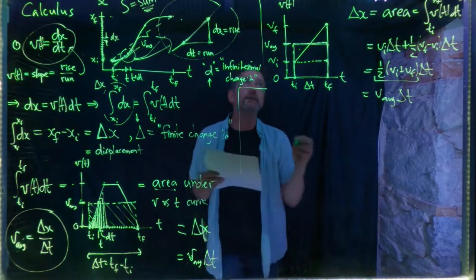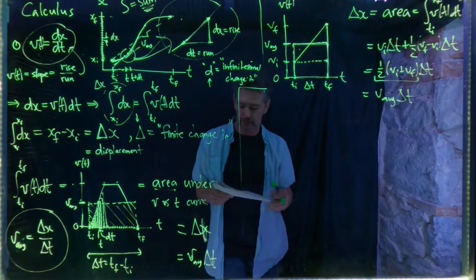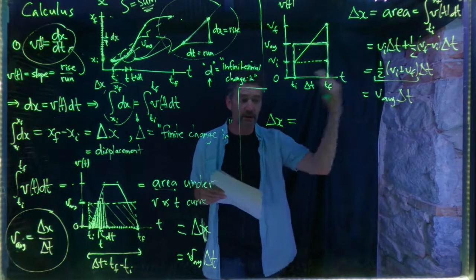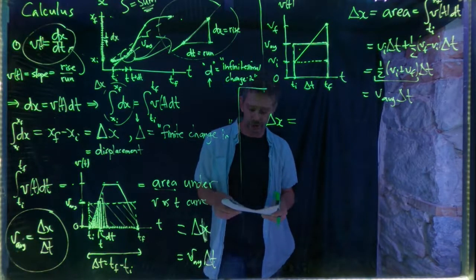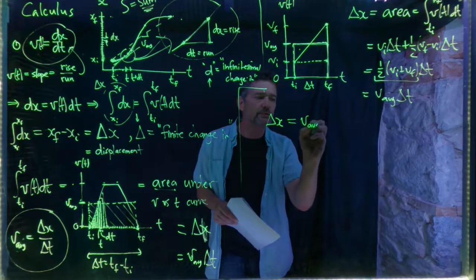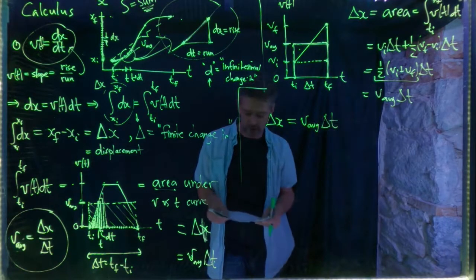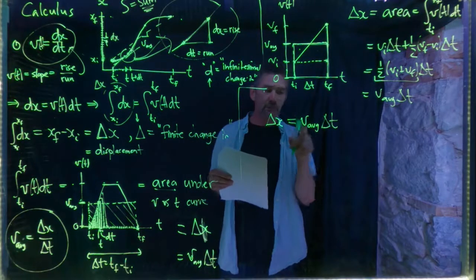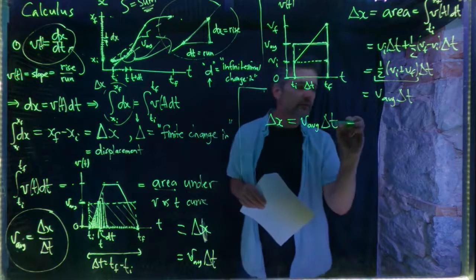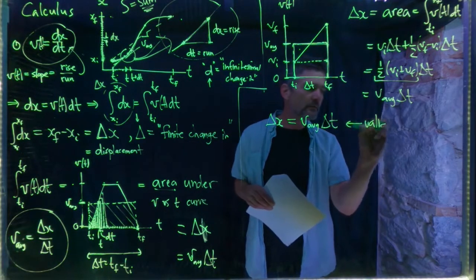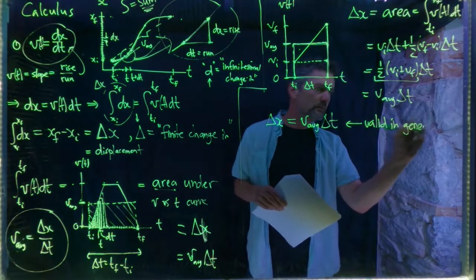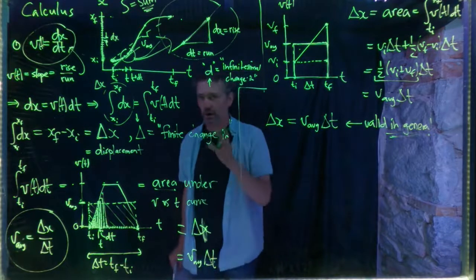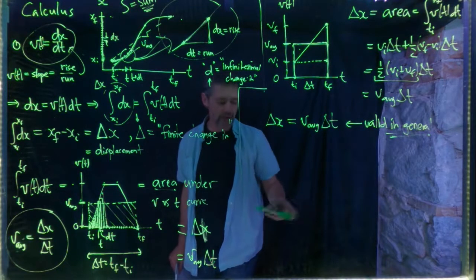So, to summarize, we get the displacement delta x, a finite displacement, x final minus x initial, which could be positive, negative, or 0, is equal to the average velocity times the time interval over which that displacement happens. Now this formula is super important, and it is valid in general. It is valid whether the acceleration is constant or not. This is always valid.